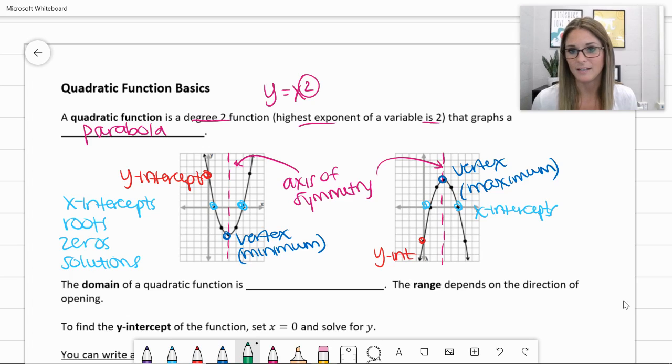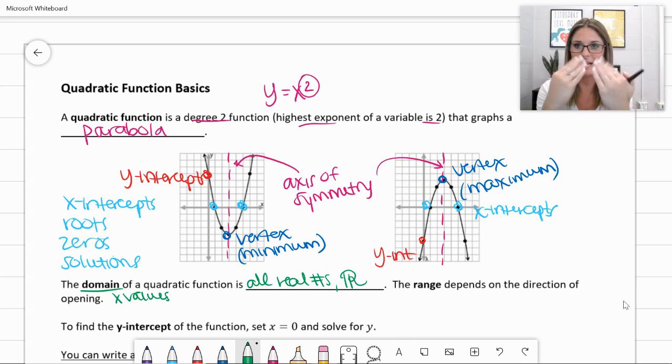Next part, the domain, our x values. How far left, how far right does it go? Of a quadratic function, every time the domain is all real numbers. Some of you like to use the cursive R for all real numbers. So think about it. Domain, how far left, how far right, x values. As we look at that parabola, it's inching to the left ever so slightly and slowly. And same on the right, slowly inching out. If we had forever, if we had infinity, it would go all the way left and all the way right.